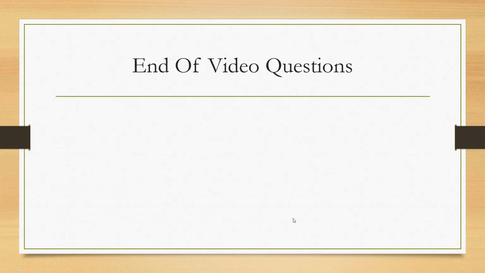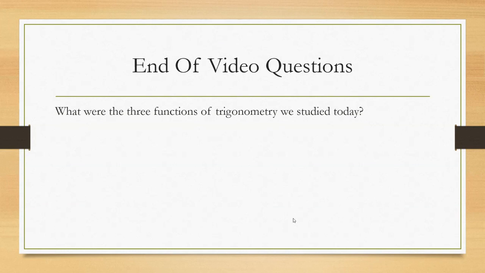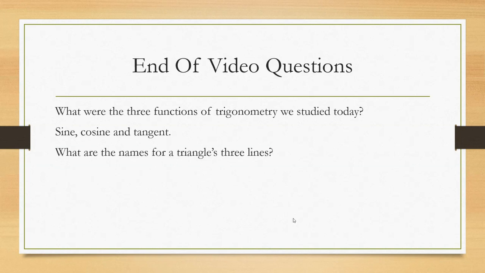Now here are the end of video questions, as usual. Now what three functions of trigonometry did we study today? They were sine, cosine, and tangent, or sin, cos, and tan. And what were the names for a triangle's three lines? They were the opposite, the adjacent, and the hypotenuse.